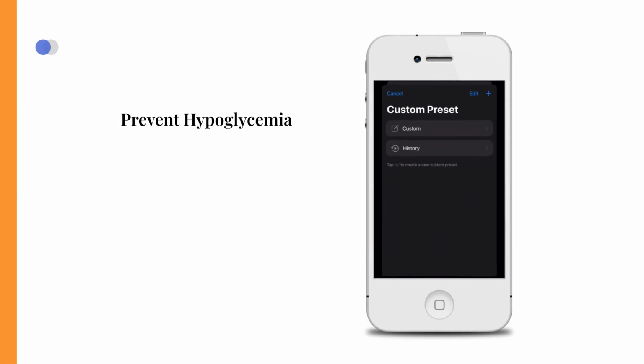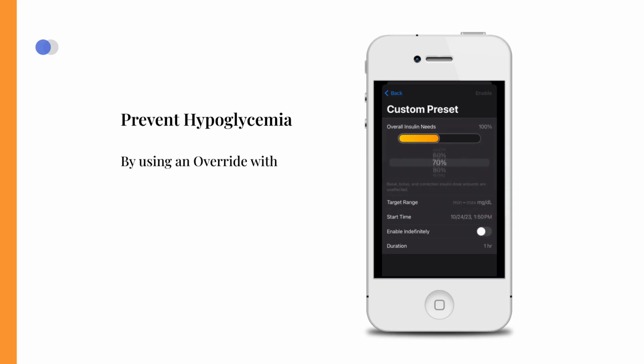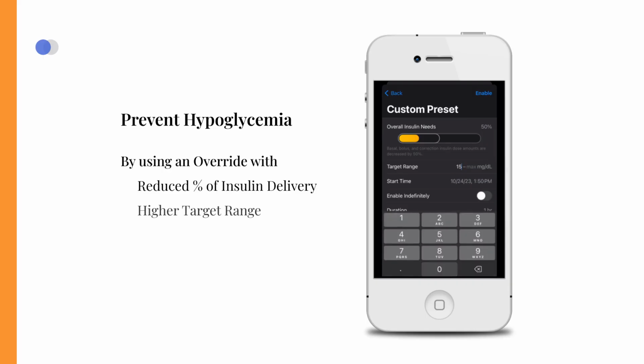To prevent further episodes of hypoglycemia, you can adjust the system to provide less insulin using an override with a reduced percentage of insulin delivery or with a higher target range. It's worth noting that at times, the algorithm may increase basal insulin even during low blood sugar levels. This can occur when the predicted glucose level is higher than the target value. In most cases, the algorithm proves to be accurate in its predictions.